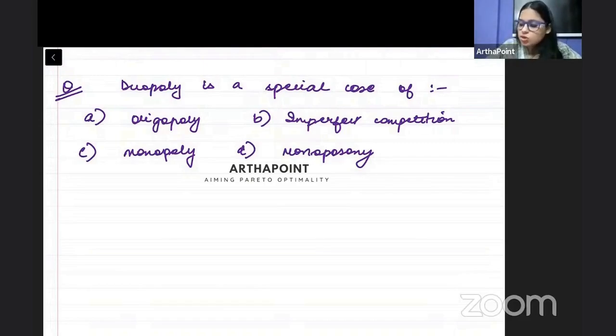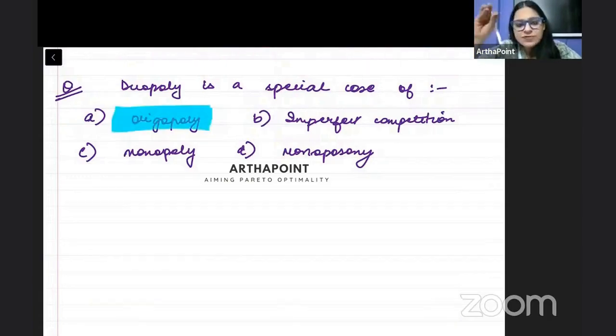Correct beta. So duopoly is a special case of oligopoly. Oligopoly has few firms in it. तो अगर दो ही फर्म होंगे तो duopoly होगा, अगर few firms होंगे तो oligopoly होगा. So the answer to this question should be oligopoly. ठीक है बेटा. Next question.